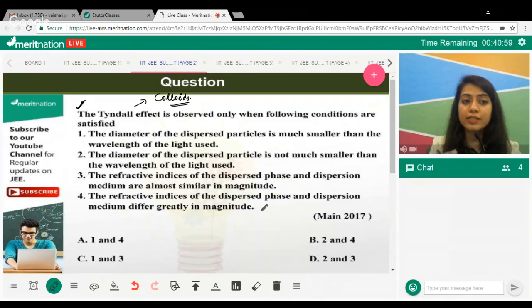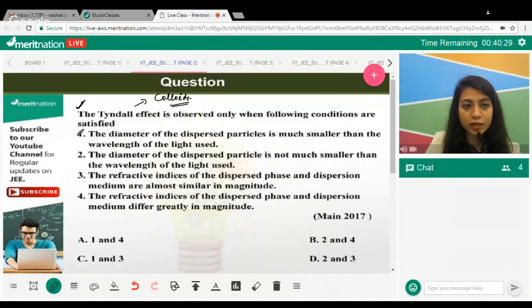The condition necessary here is that the diameter of the dispersed particle shouldn't be much smaller than the wavelength of the light used. There are three phenomena that occur during the scattering of light because of the Tyndall effect: first reflection, then refraction, and then dispersion or diffraction. These three phenomena occur together, which results in the scattering.